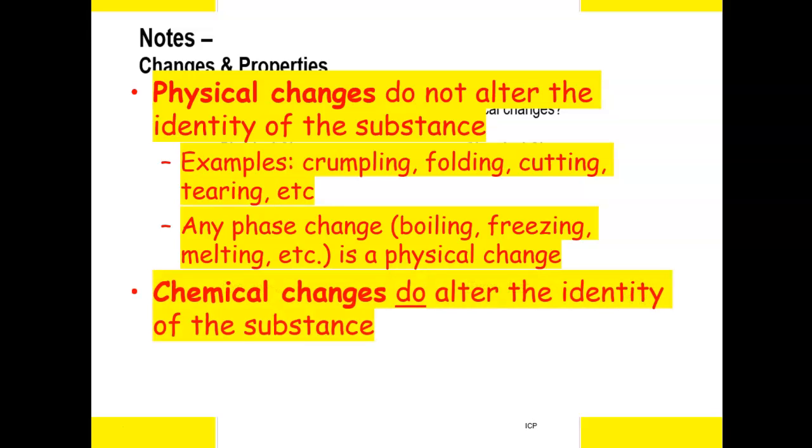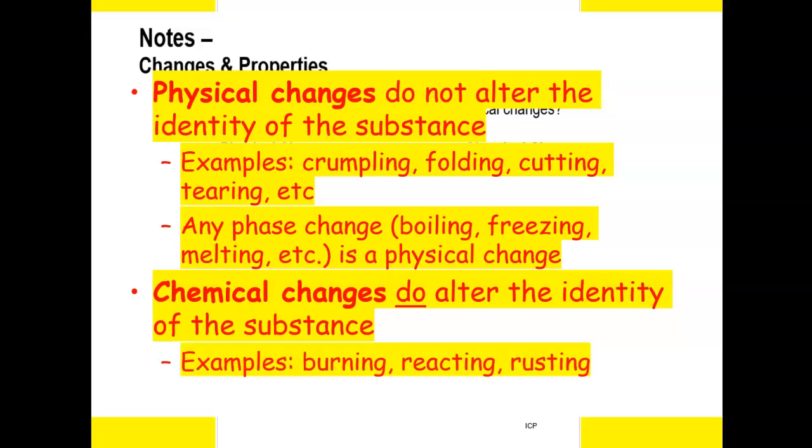A chemical change is when, again, the change alters the identity of the substance, essentially making a new substance. An example would be burning, reacting, and rusting.